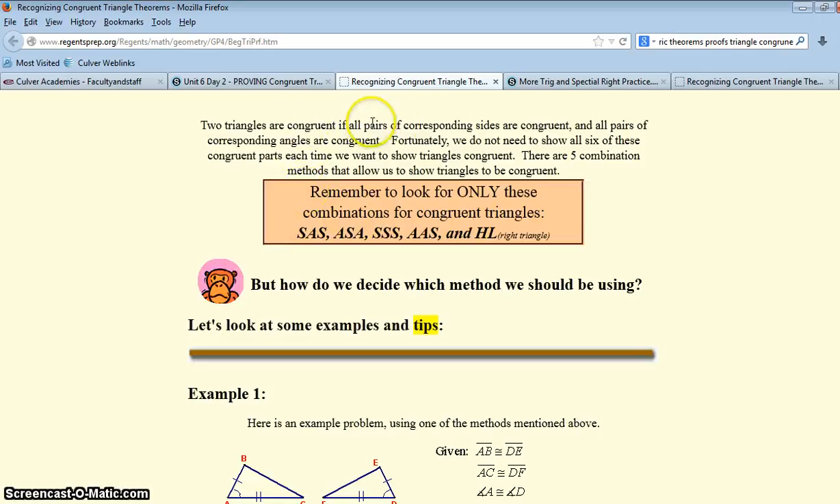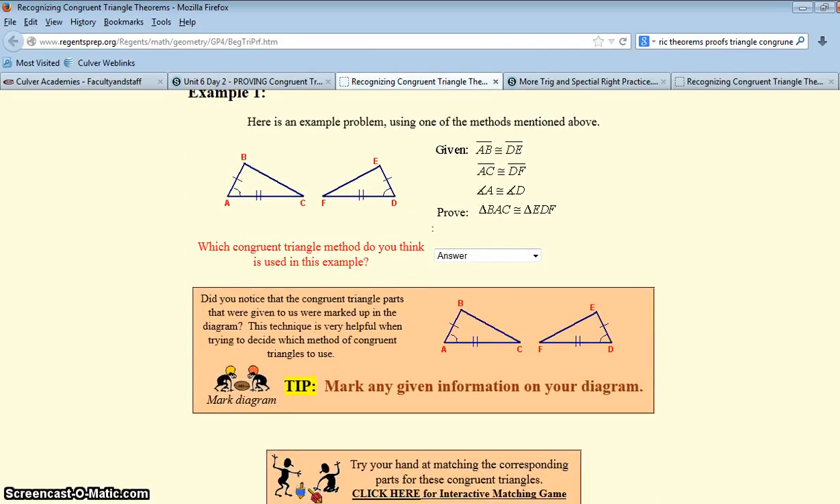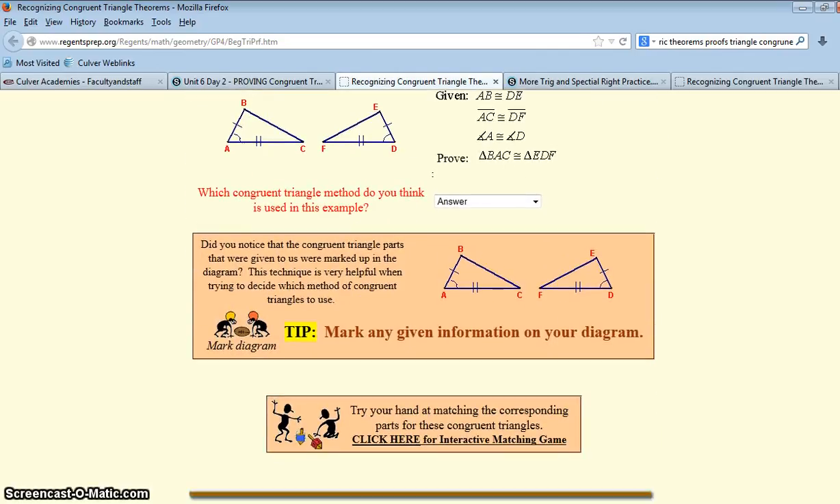Two triangles are congruent if all pairs of corresponding sides are congruent and all pairs of corresponding angles are congruent. However, that's 6 measurements you'd need to know. There are 5 combinations that guarantee that there's only one way to build a triangle. And those are, this SAS stands for side, angle, side, and you'll be expected to know the theorem for side, angle, side, which is in your textbook.